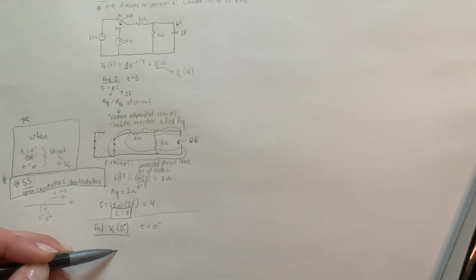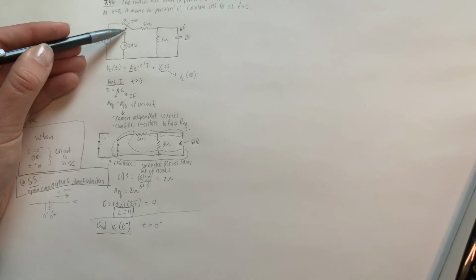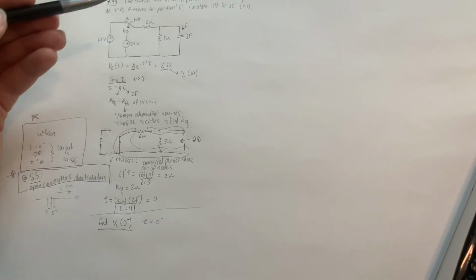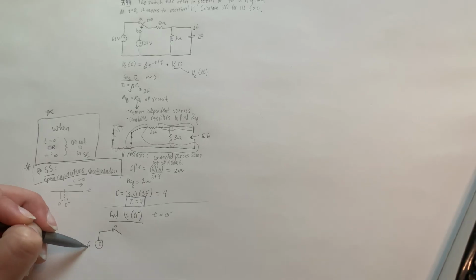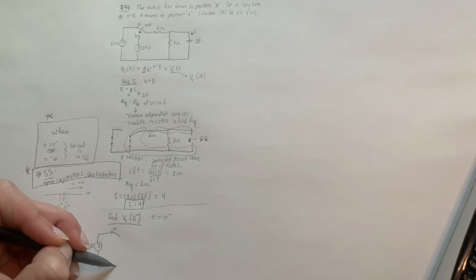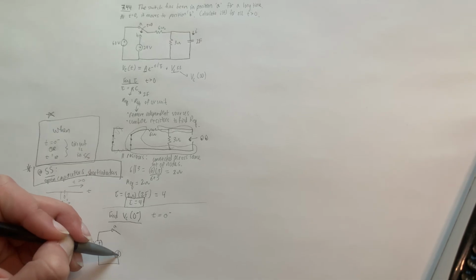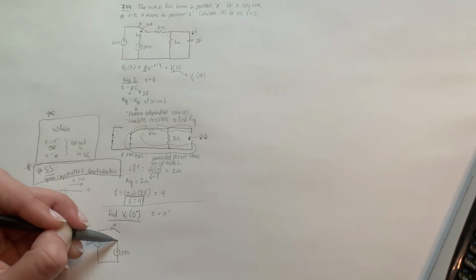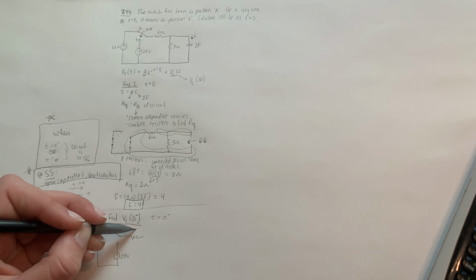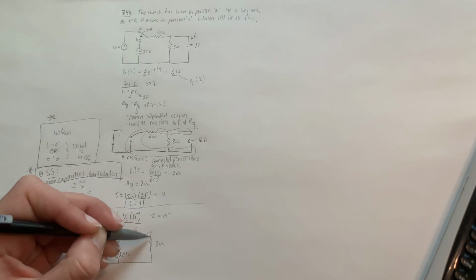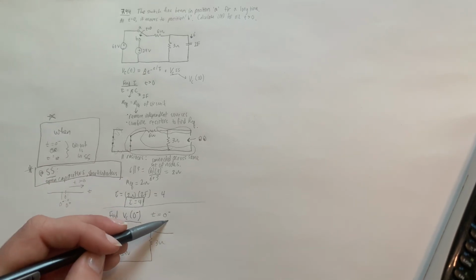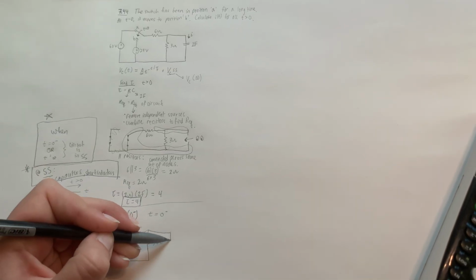Here's the original circuit again. So at 0 minus, the switch has not gone to B yet. It is still at A because it's not 0 yet. It's almost 0, so it's still at A. And 0 minus means steady state. At steady state, we open the capacitor.